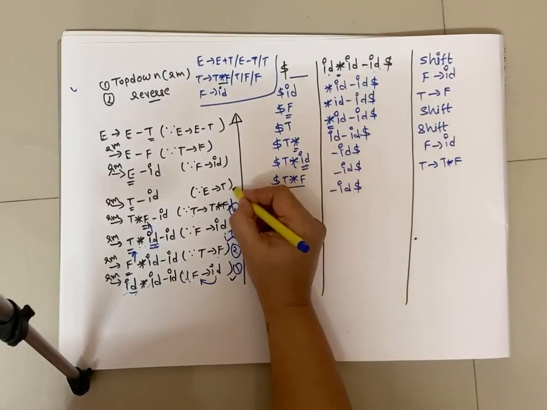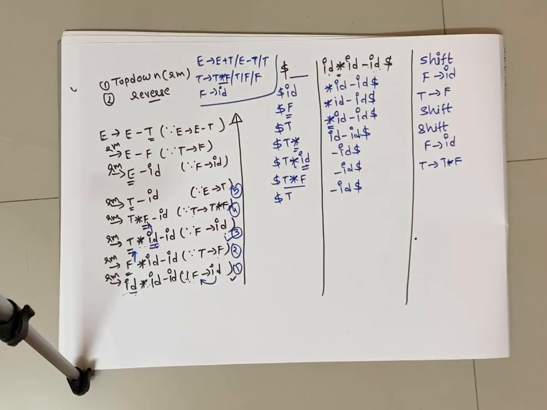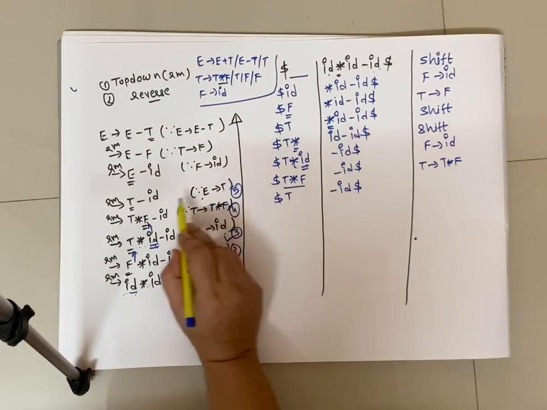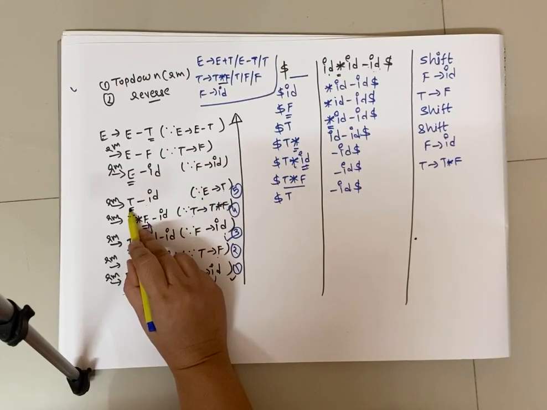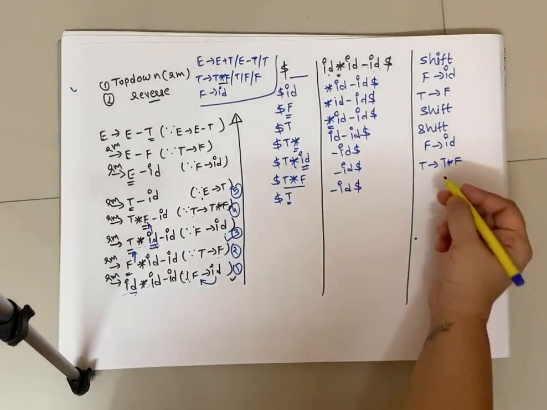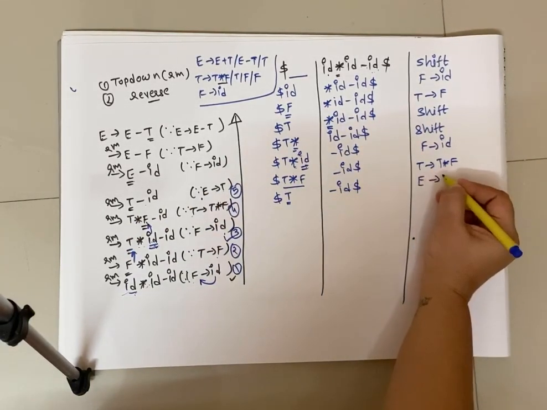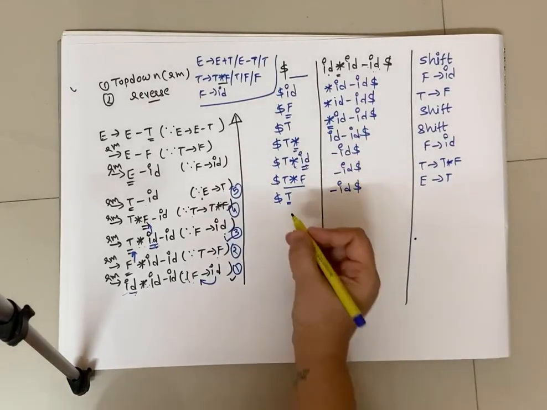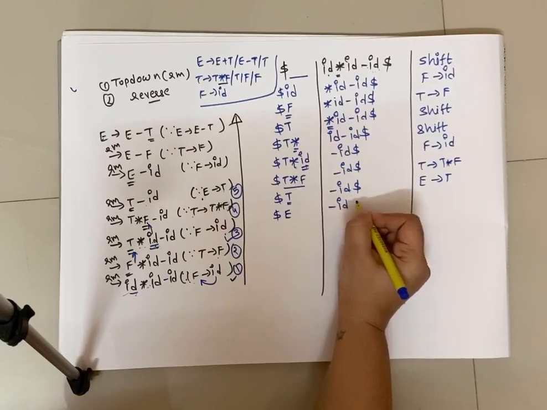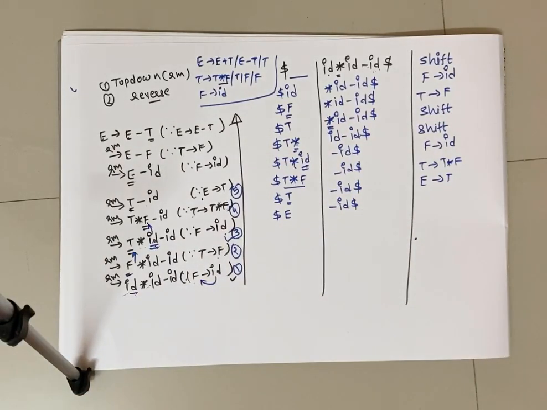Now what is the next action that you have to perform? Observe. The next action says T should be reduced to E. Which T? The T which is there on left hand side of minus, right? That is incidentally the same T we have over here on the stack. So the action that you have to perform is T should be reduced to E. So I'll pop T and E will be pushed. Minus ID dollar will remain as it is, right?